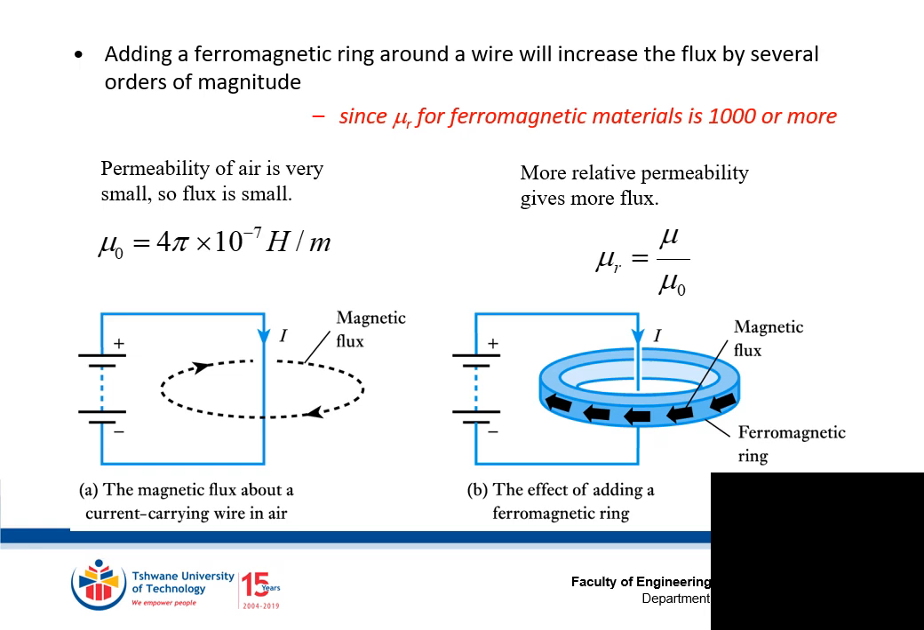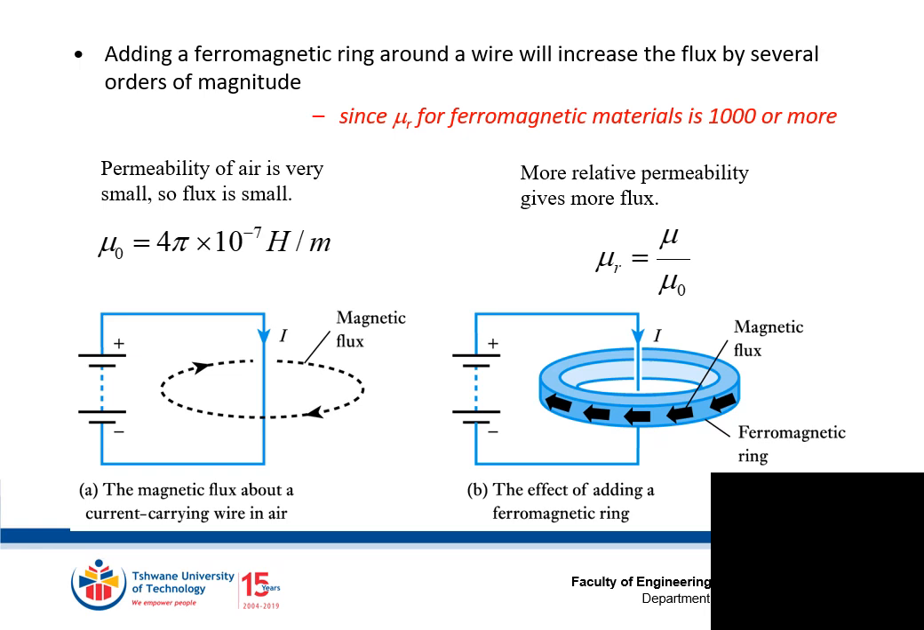As explained on the previous slide, a current-carrying conductor will create a magnetic field around it. By adding a ferromagnetic ring around the wire, this will increase the flux by several orders of magnitude. Why is that so? Let's look at the picture on the left-hand side. It shows a magnetic flux around a current-carrying conductor with air. Then on the right-hand side, we have a current-carrying conductor with this ferromagnetic ring. So this increases the flux around it.